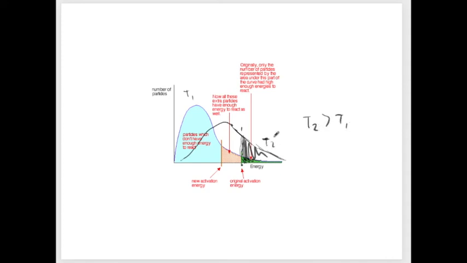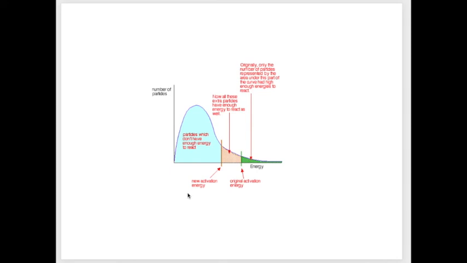You guys need to know how temperature affects these distribution curves. Raising the temperature causes it to shift over and flatten down. We get more particles having sufficient energy to overcome that original activation energy. But there's another way that we get more particles to collide. That other way is adding a catalyst. A catalyst doesn't change the temperature, it doesn't add energy to the system, it just shifts this threshold.